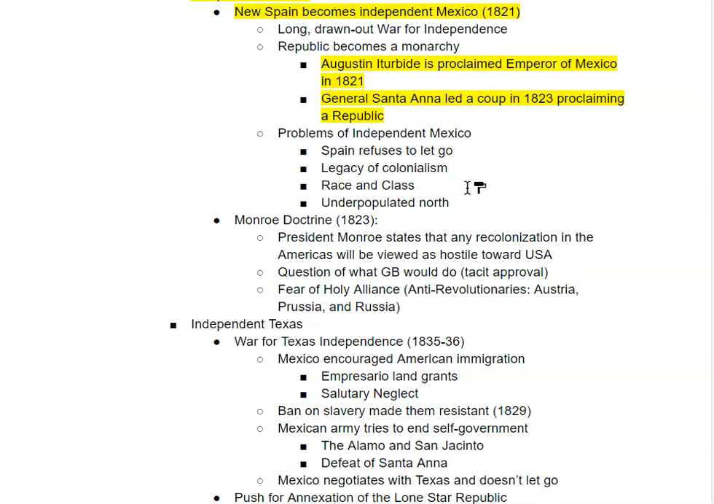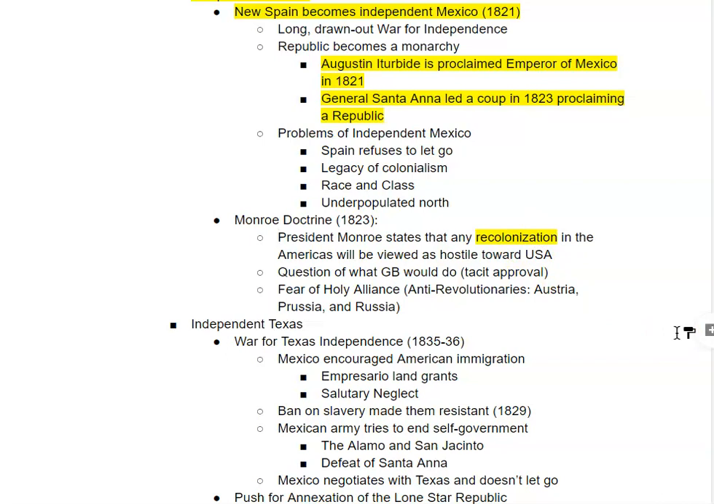Our second subtopic under the independence of Mexico is to also bring to mind President Monroe's Monroe Doctrine. This is during, I believe, a State of the Union address where his Secretary of State, John Quincy Adams, drew up this policy, and Monroe stated it, though he didn't call it the Monroe Doctrine at the time. They stated that any recolonization in the Americas would be viewed as hostile towards the United States.